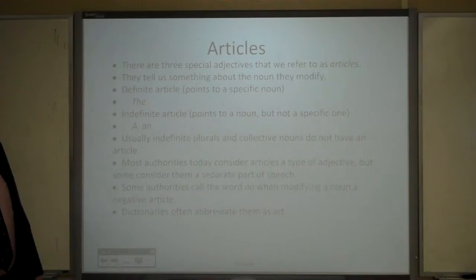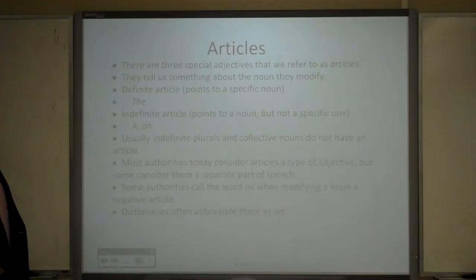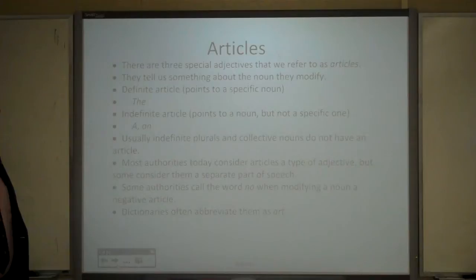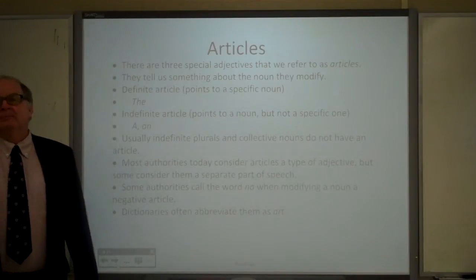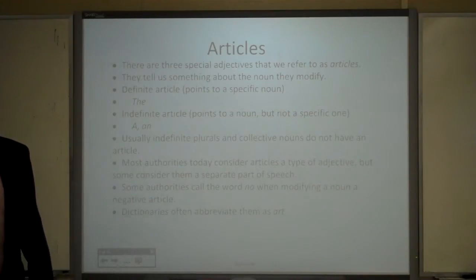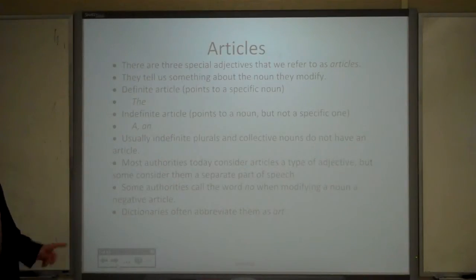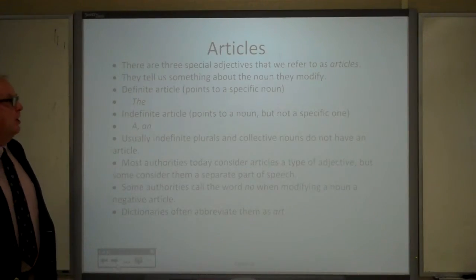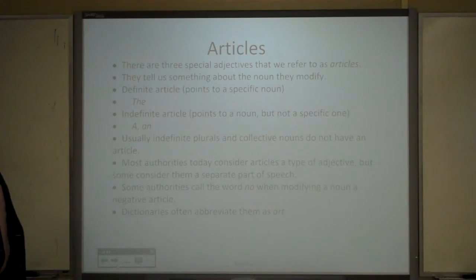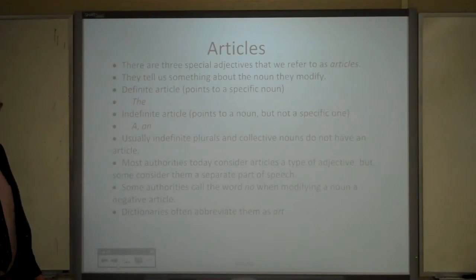Usually, indefinite plurals and collective nouns don't have articles. That's not universally true, but we see that a lot. Most authorities today do consider articles a type of adjective, but some consider them a separate part of speech. It just so happened the grammar book that I had in elementary school considered the article a separate part of speech. Some authorities also call the word no, when modifying a noun, a negative article. So you do see that occasionally. Dictionaries often abbreviate articles as ART.